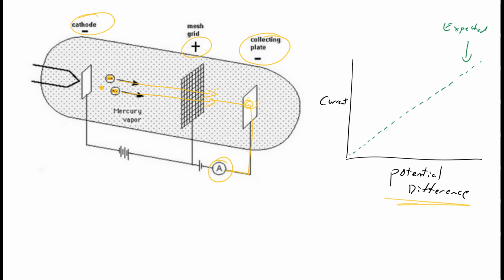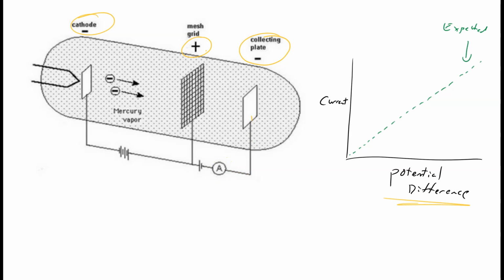So the next thing they did was they filled it full of mercury vapor. Why'd they pick mercury vapor? Well, remember, mercury at room temperature is a liquid, so it's really easy to get into a gaseous form. And it's also a fairly dense atom, and because it's a dense atom, it's more likely for collisions to occur. So what they did, if I can erase this, is they filled it full of mercury vapor.